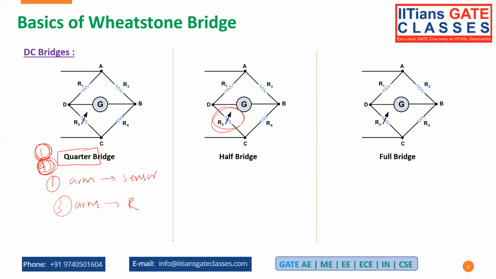Same for half bridge. We can use these two elements. Remember that we have to use the adjacent elements. Either these two you can use, or these two you can use, right? So for that we are using two sensors here. So 2 by 4: two of the arms are used as the sensor, and the rest two are used as the normal resistance. In the full bridge, you have all four as sensors. So 4 upon 4: all four are used as sensors, and nothing is the normal resistance, right? So these are all the types of DC bridges.